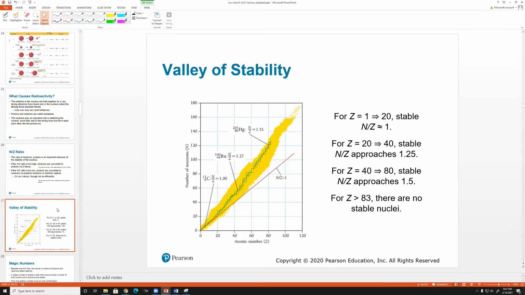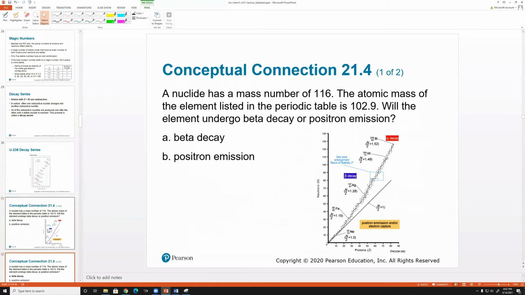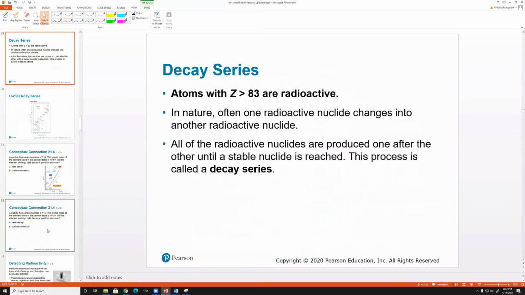And if the N over Z ratio was too low, we want to increase the neutrons and decrease the protons, so positron emission will occur, or electron capture. They do the same thing. There are some magic numbers, decay series, and we'll cover all of that. We'll start with this next week.